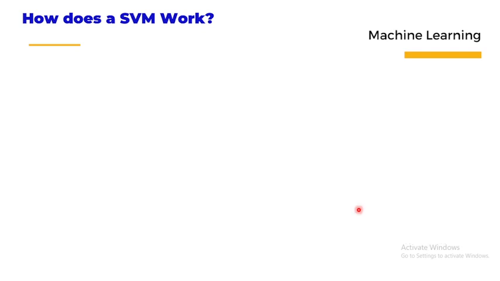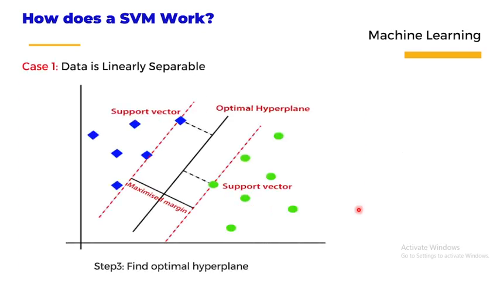So here our SVM algorithm helps to find the best fit line or the decision boundary, and this best fit line or the region is called a hyperplane. So this line is the best fit line, it is called a hyperplane, and the SVM algorithm finds the closest points of the line from both the classes.